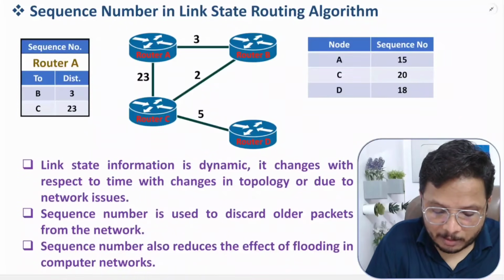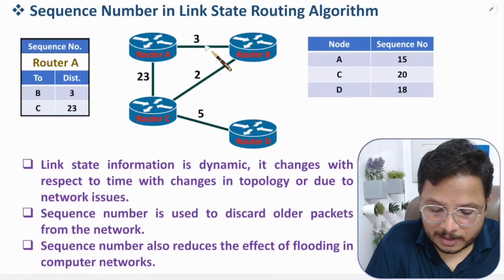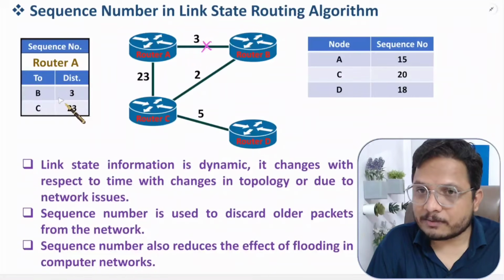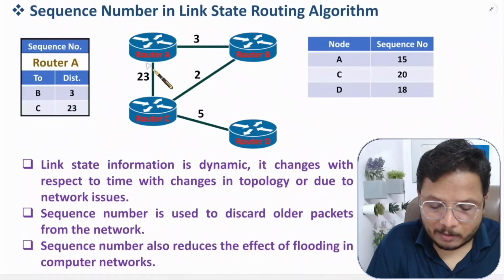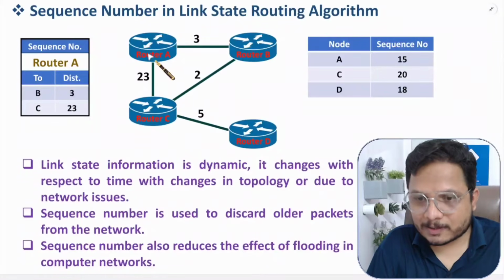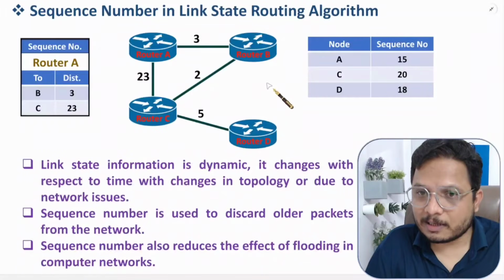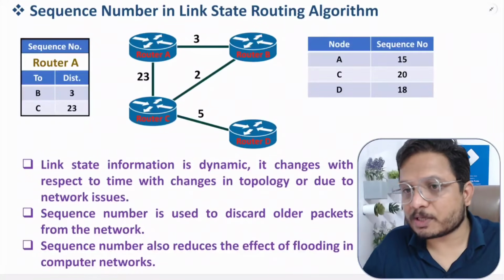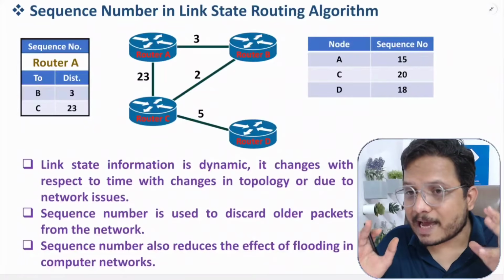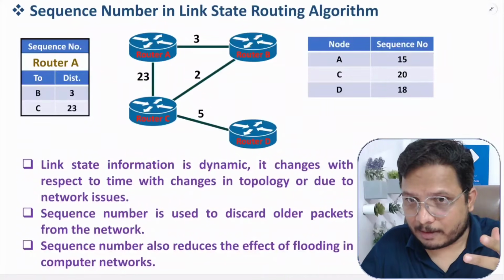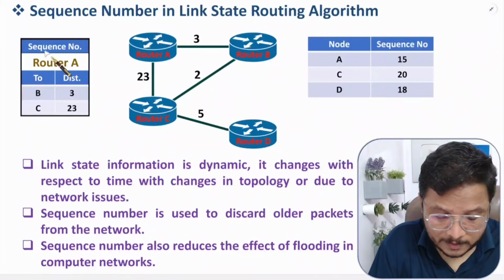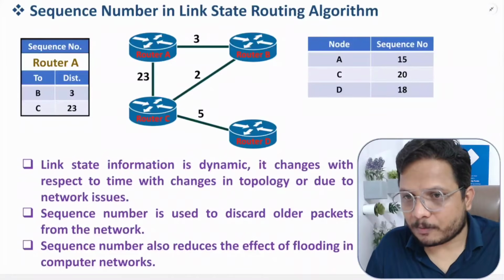For example, if I talk about router A's connection with B, what if this link is getting down? Then obviously the link state of router A will change. As if router A itself goes down, then also the link state of this network will change. Link state of B with respect to A will change, and link state of C with respect to A will change. So the link state information of the entire computer network is dynamic, it will change with respect to time, and as it changes with respect to time, there has to be a sequence number. Let me tell you how.